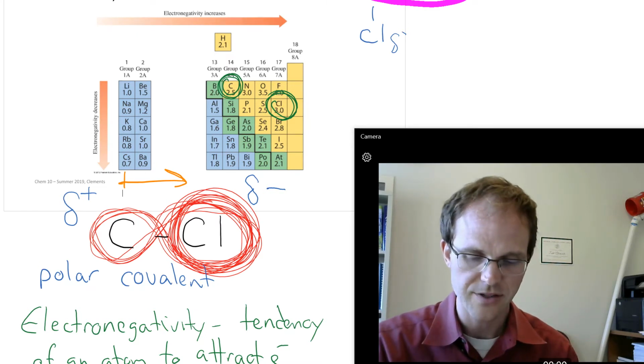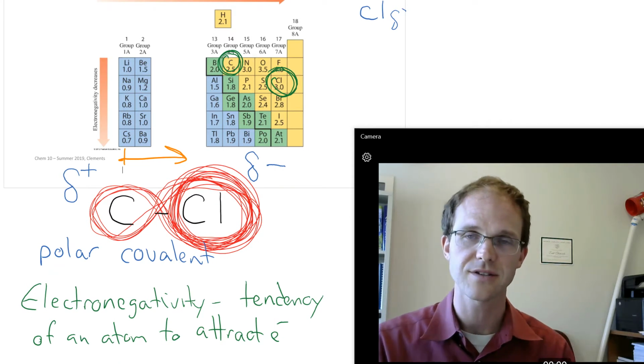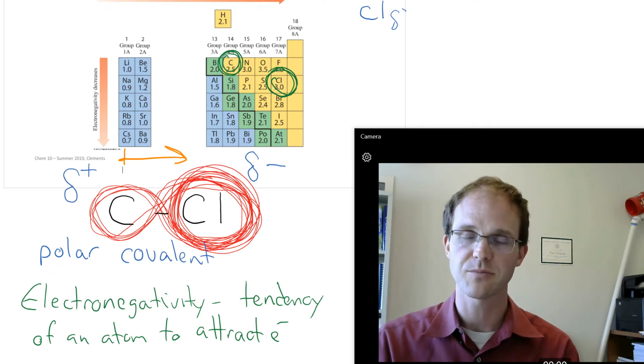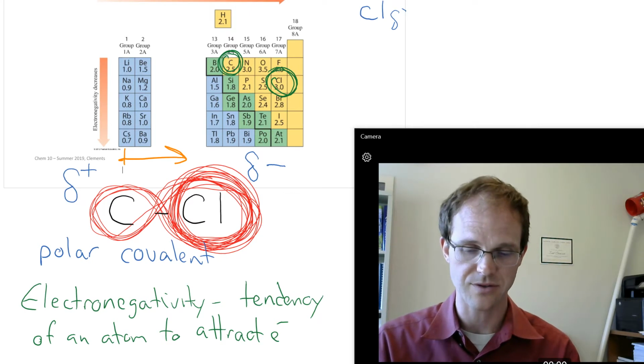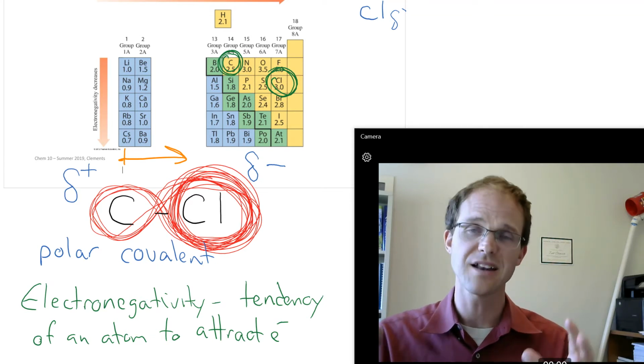Okay, so how do we know who's more electronegative? One way is just to look at this table. And then it turns out if two atoms are bonded to each other and their electronegativities are different enough, so if you look at chlorine, it's 3, carbon, it's 2.5, 3 minus 2.5 is about 0.5, we call that a polar bond. That's kind of the traditional way.